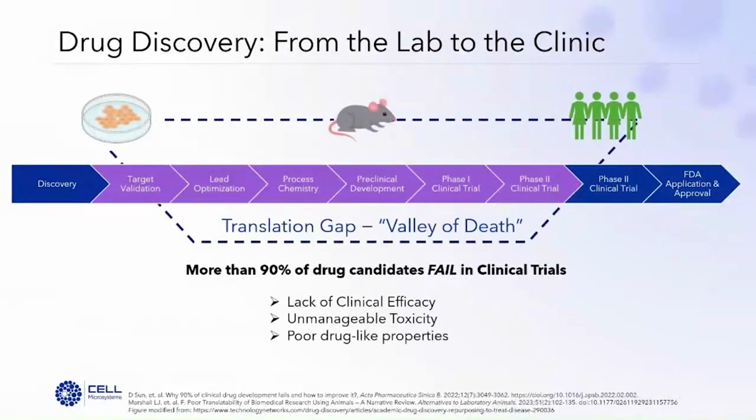In the traditional path, 2D immortalized cell lines have been used for early discovery, and animal models have been used for preclinical development. And a large portion of time and resources are spent in this translation gap, sometimes referred to as the valley of death, where animal models are employed to make drug efficacy and safety decisions.